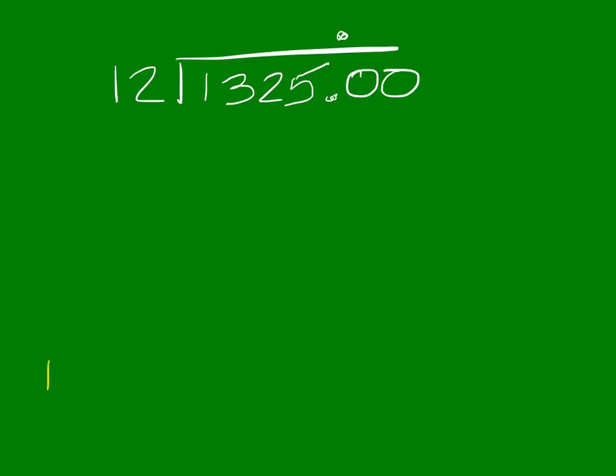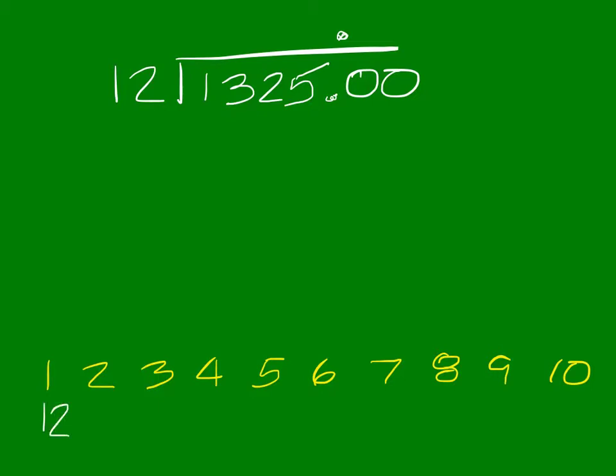So if we go straight across, 1, 2, 3, 4, 5, 6, 7, 8, 9, 10. Can you tell me what the first one is for the 12? What's the first number in the times table row for 12? 1 times 12 is what? 12. What's 2 times 12? 24. What's 3 times 12? 4 times 12? 48. What about 5?